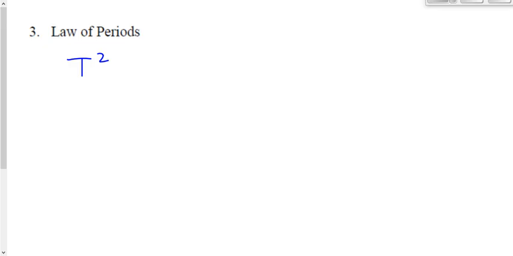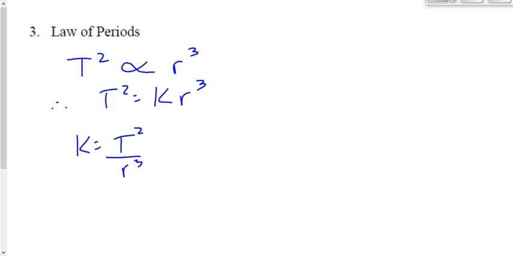If you square that period for any planet, it will be proportional to or related to the cube of the radius of revolution. Now the radius changes, right? Because it goes in an ellipse. That radius would be the average radius of revolution. In other words, if we turn this into an equation, T squared is related to r cubed. T squared would be equal to a constant times r cubed. Now what we like to do here is rearrange this to solve for that constant, T squared over r cubed. This constant is what we call Kepler's constant.